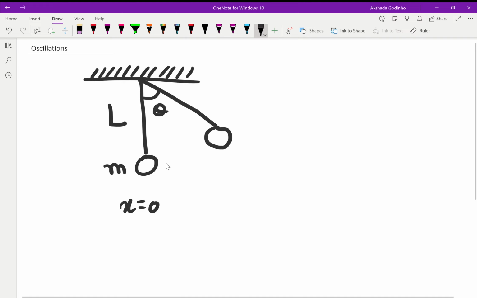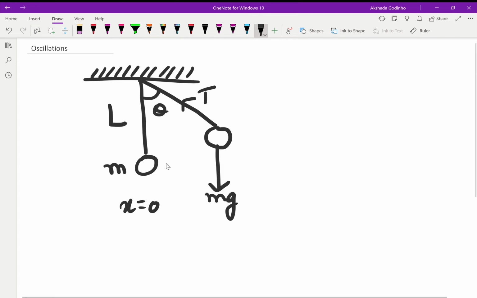Now when this bob reaches this maximum displacement, the small displacement that we have done, we need to identify the forces acting on this bob. So how many forces would there be? Correct, some of you have thought it. The first force that is going to act on it will be mg, that is your gravitational force, and the second force will be your tension force.